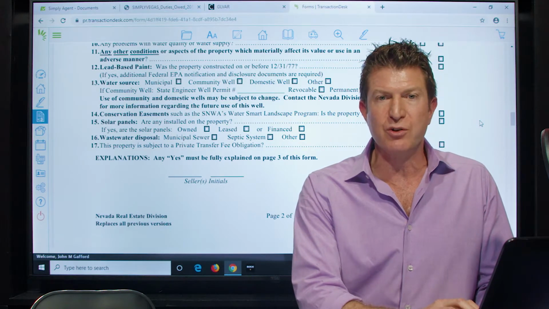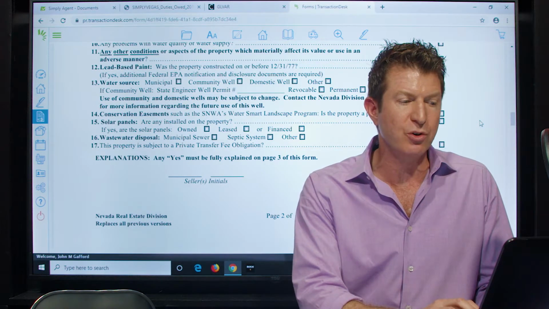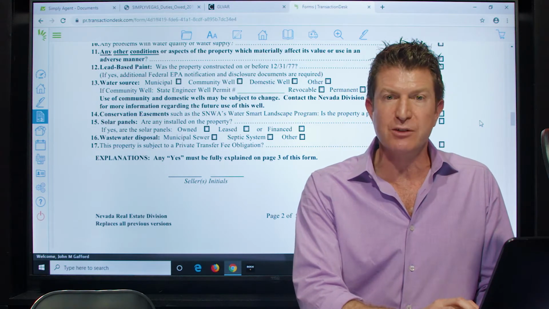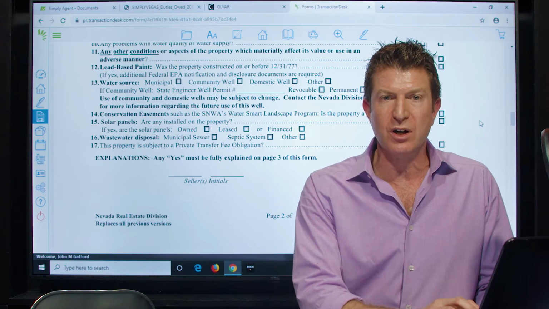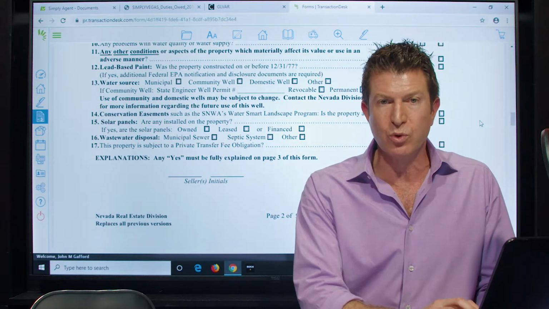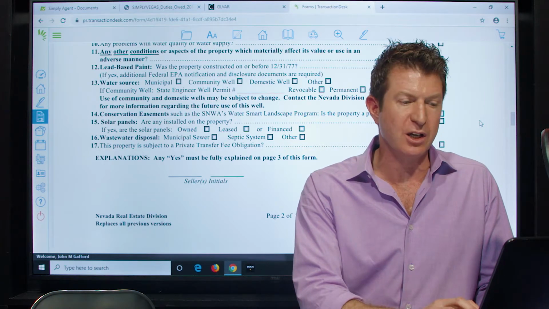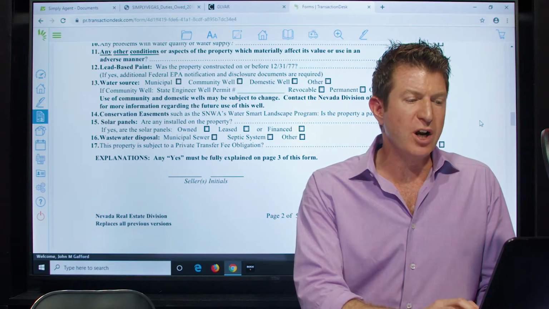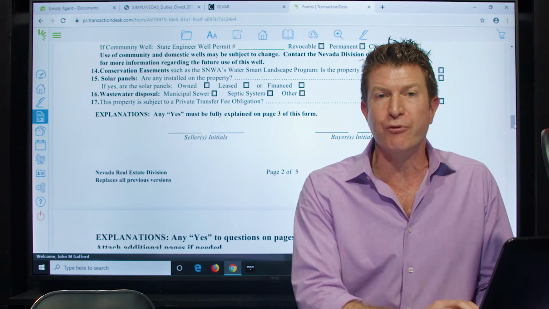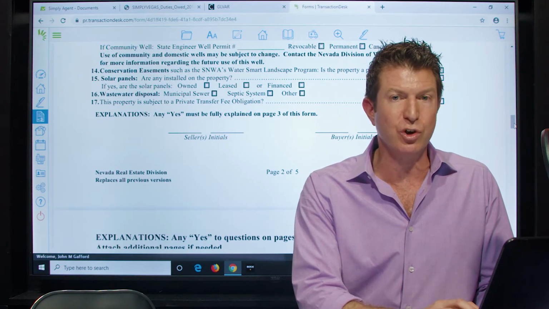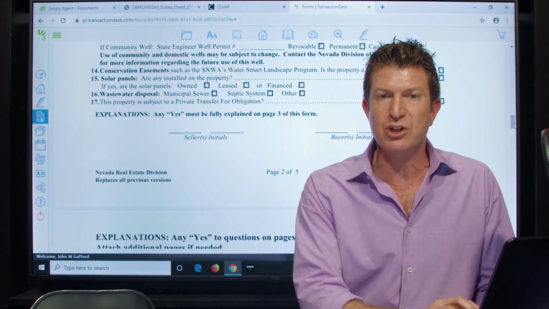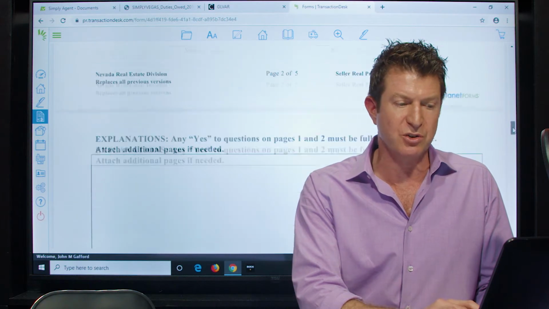If there are solar panels on the property, it has to be disclosed whether or not they're owned or leased. If they are leased, accompanying this form needs to be the lease paperwork so the buyer can review it and decide if they want to go through with the transaction. Wastewater disposal, whether it's on septic, sewer, etc. And then private transfer fee obligation. Some communities in town have a private transfer fee associated with them. If you're not sure, research it. Let your seller know yes or no there is a private transfer fee obligation associated with the property.